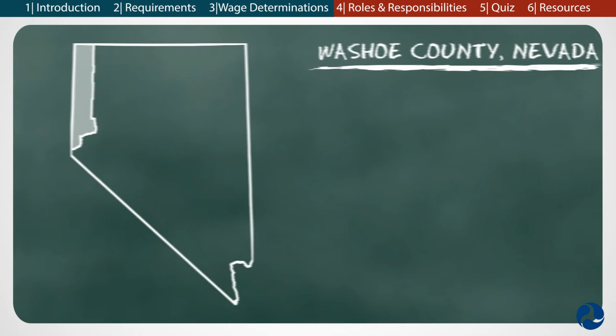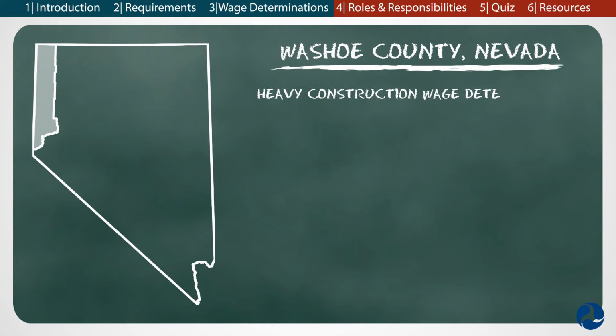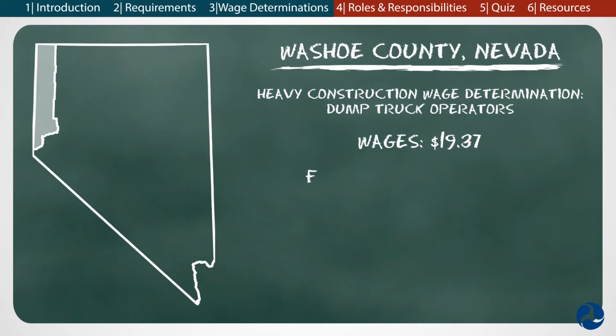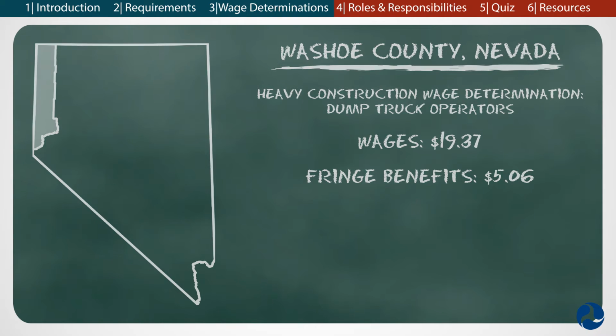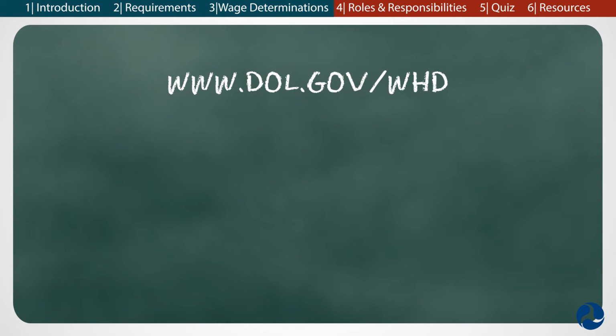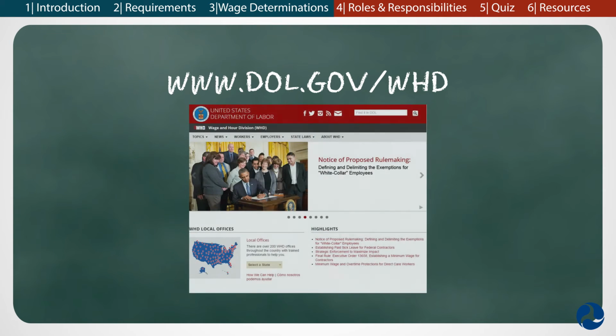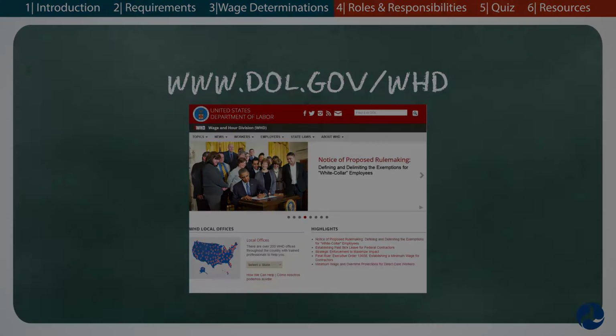For example, according to the heavy construction wage determination for Washoe County, Nevada, dump truck operators must be paid at least $19.37 in wages and $5.06 in fringe benefits. If there is not a wage determination schedule listed for a particular job on a project, contact the project sponsor for more information. Project sponsors can contact their FRA grant or loan manager with questions.